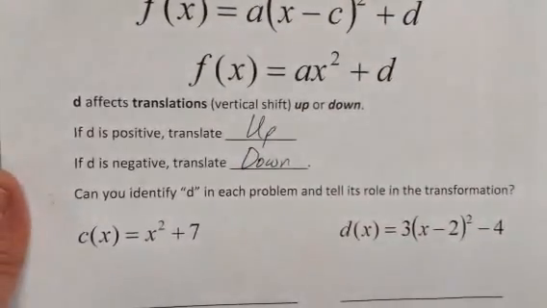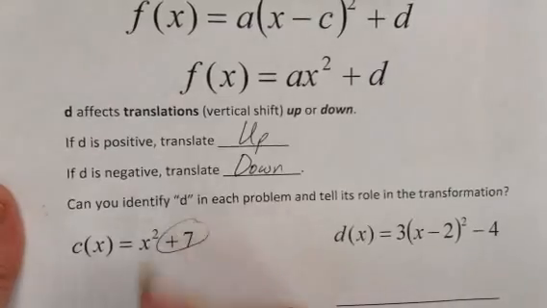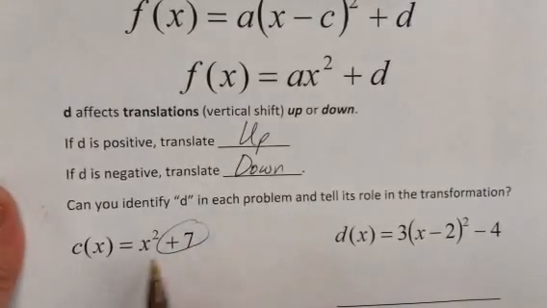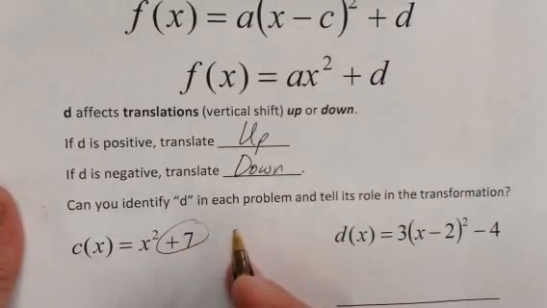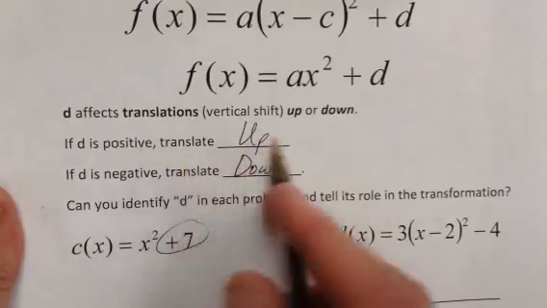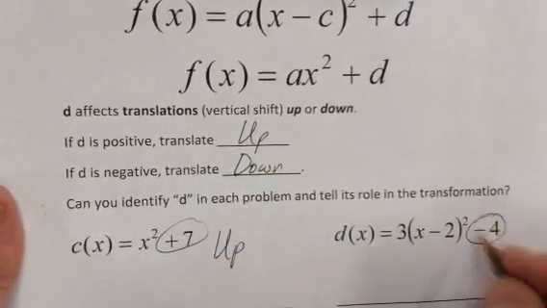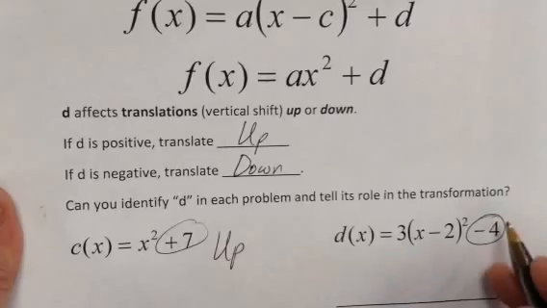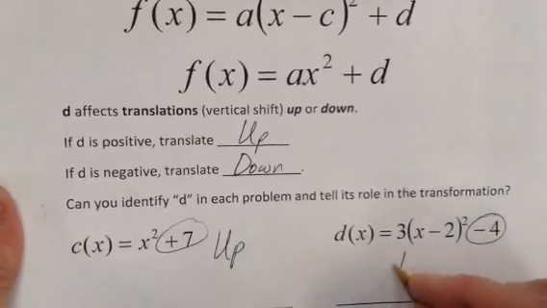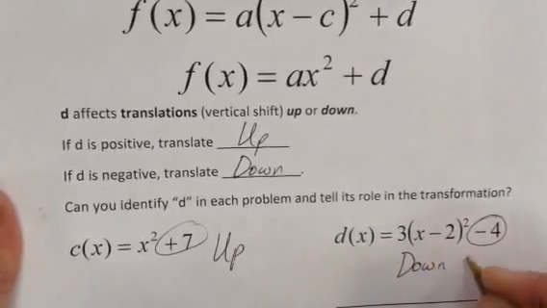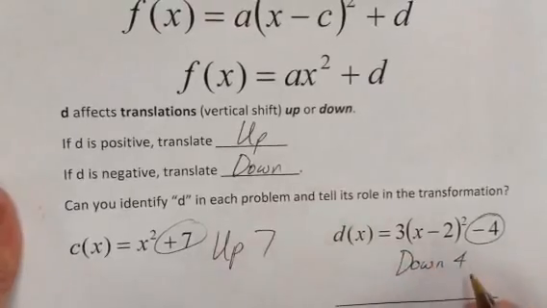So as we look at these problems, we look at the tail end. I'm adding 7 after the x squared, and this is positive, so this one will go up 7. And if I look right here at the very end, it's not inside. The value of D is -4. We're going to translate down 4 units. So over here up 7, over here down 4.